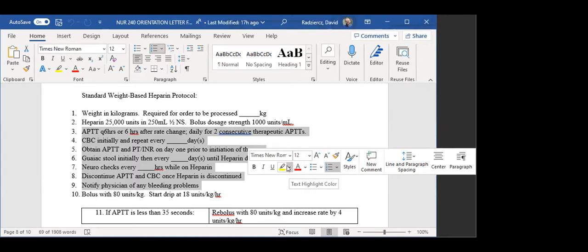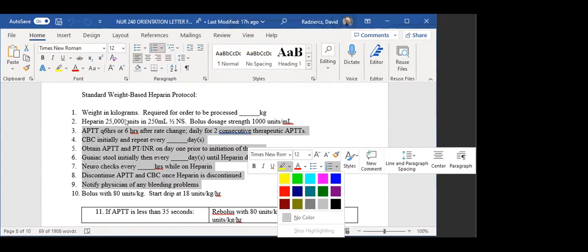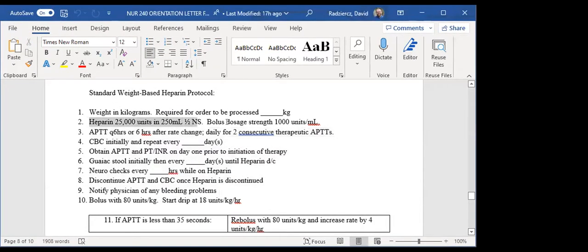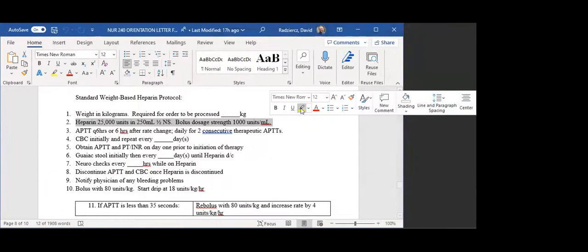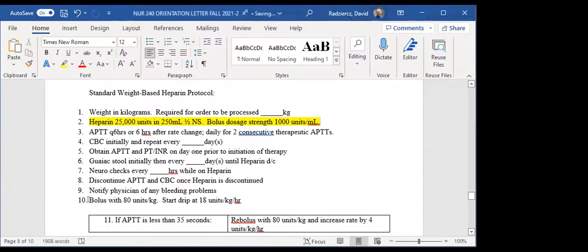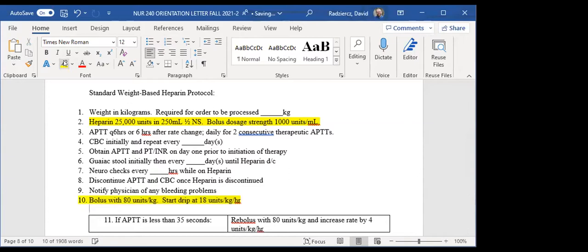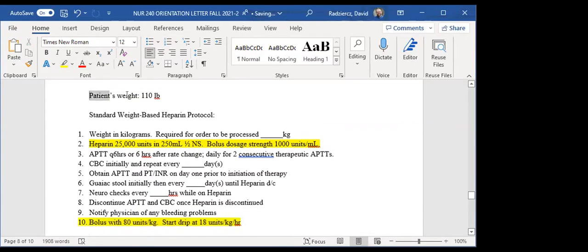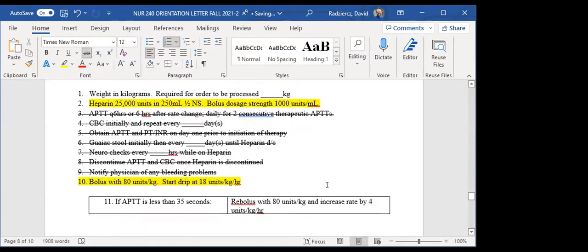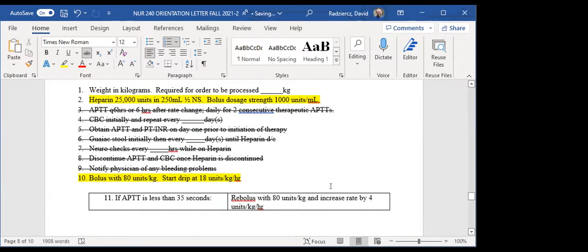So I'm going to highlight the important areas. Step 2, step 10. And then the patient's weight. Those are the important parts of the protocol. These other things, for math purposes, are not really going to help us out with answering the protocol. Okay.